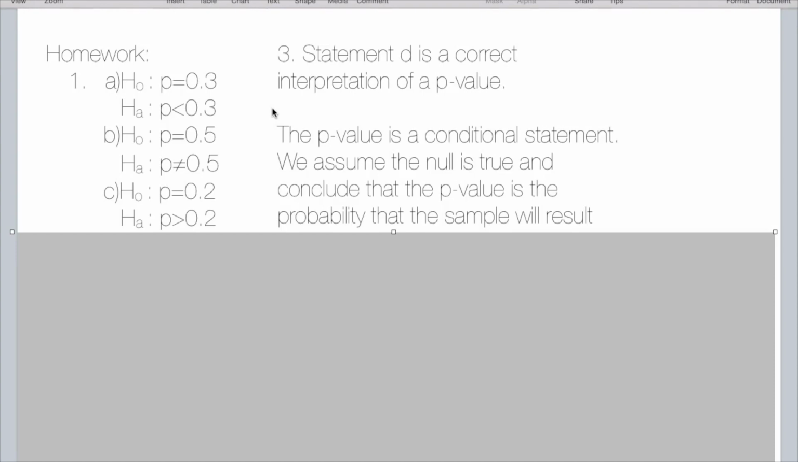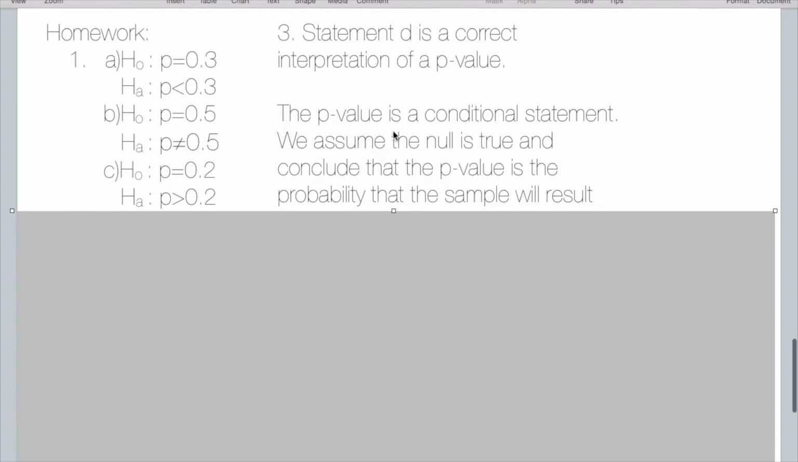I'll read the correct answer. There's a 22% chance that natural sampling variation could produce a poll result like this if there's really no change in public opinion. That kind of sounded really obvious that was the answer, because it was obviously the most technical answer.